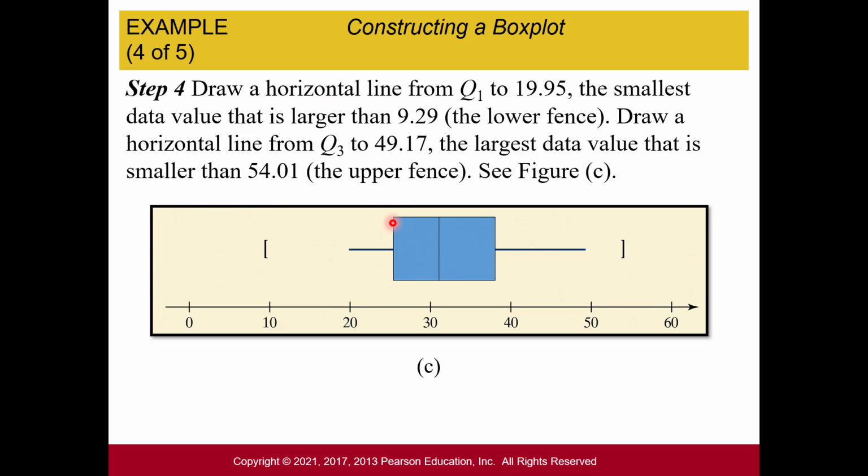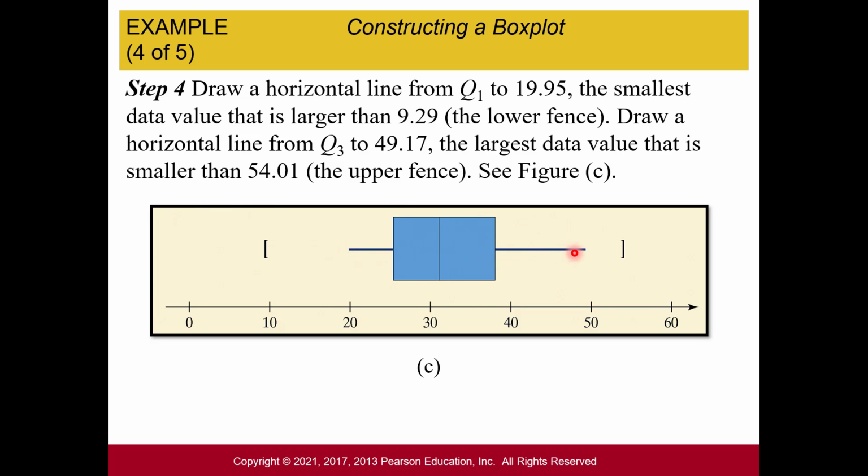Starting at the quartile 1 value, which is the left side of your box, you're going to draw a line toward the left. And where you draw it to is the smallest number in your data set that's on the right side of this fence. So the smallest number in your data that's still larger than the lower fence value. Because our lower fence was 9.29, our closest number to that in our data set was 19 point something. So that's where we draw this to. This is about 19.95, I think, maybe, if I remember the number correctly.